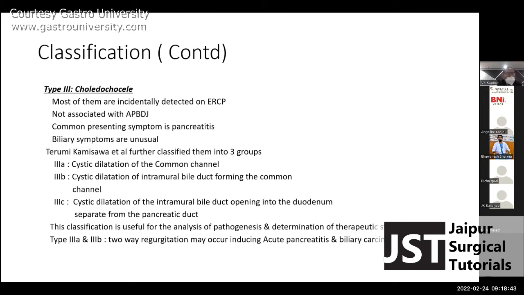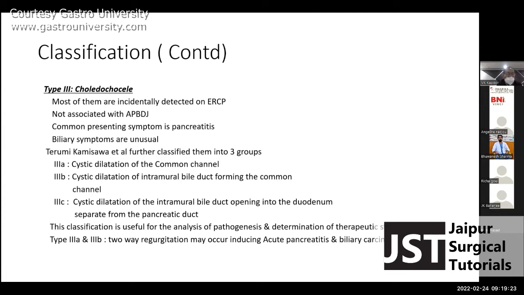Type 3 cyst, or the choledochocele, most of them are incidentally detected on ERCP being done for some other problem. As told earlier, they are not associated with anomalous pancreatico-biliary ductal junction, and their most common presenting symptom is pancreatitis. Biliary symptoms, which are the commonest presentation of biliary duct cysts, are unusual in choledochocele.